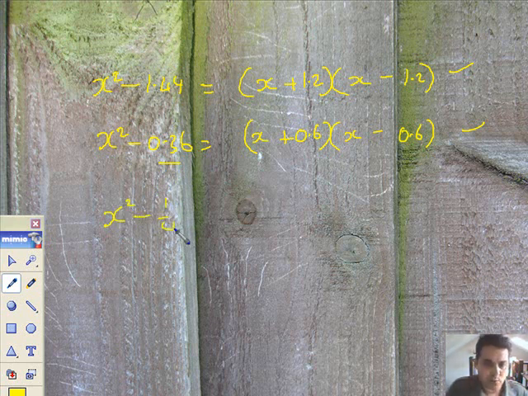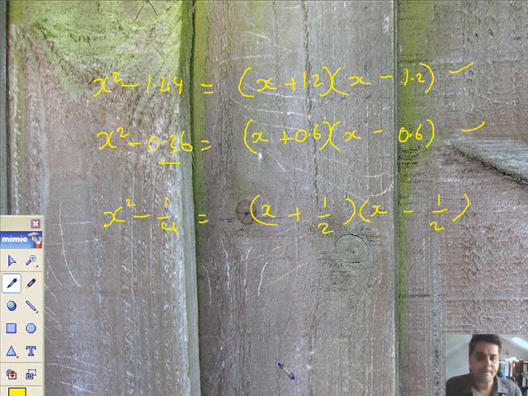x squared minus 1/4. Again, it's got to be squares, otherwise we can't do it. So x and x. Now, what times what makes a quarter? A half does. A half times a half makes a quarter, doesn't it? And we can have a positive value there, a negative value for the half there. x times x, x squared. x times minus a half, minus half an x.